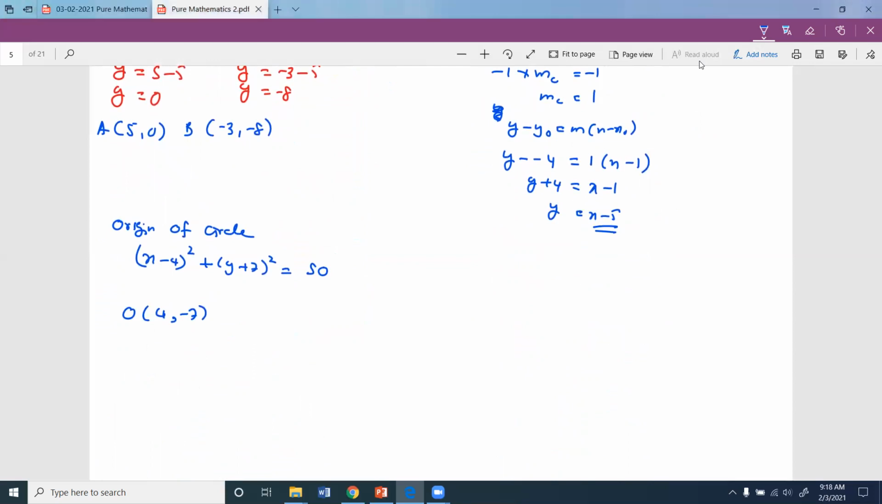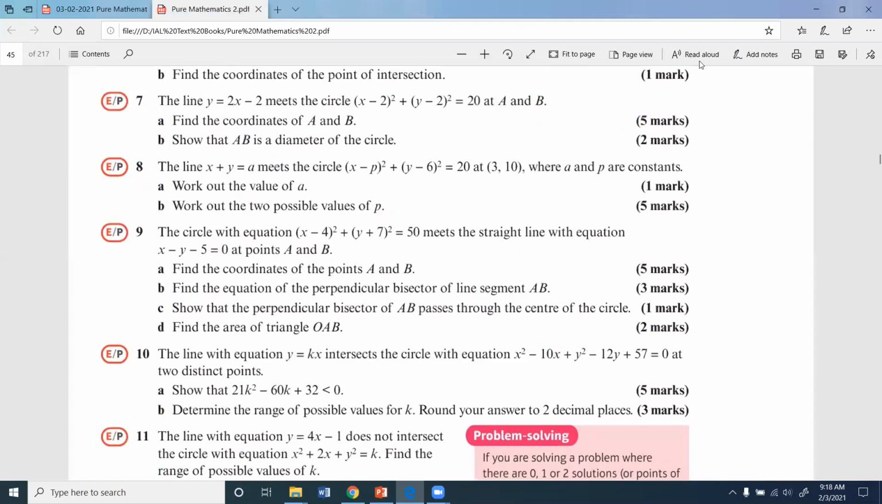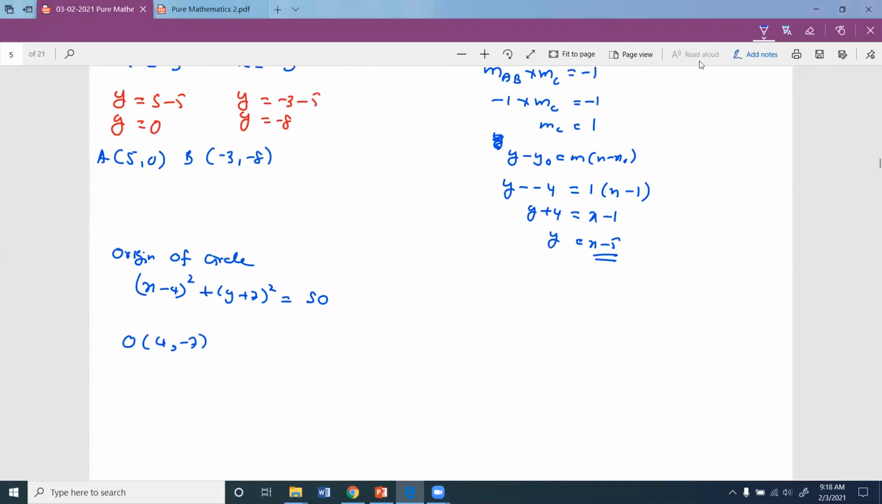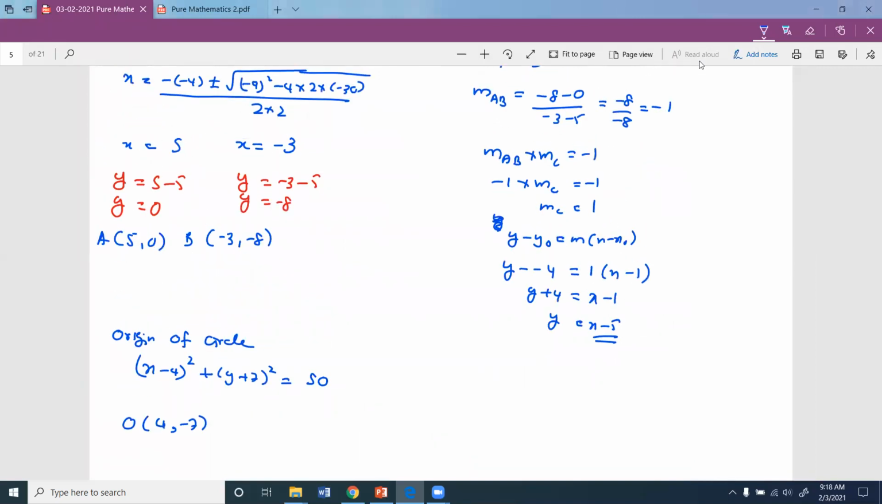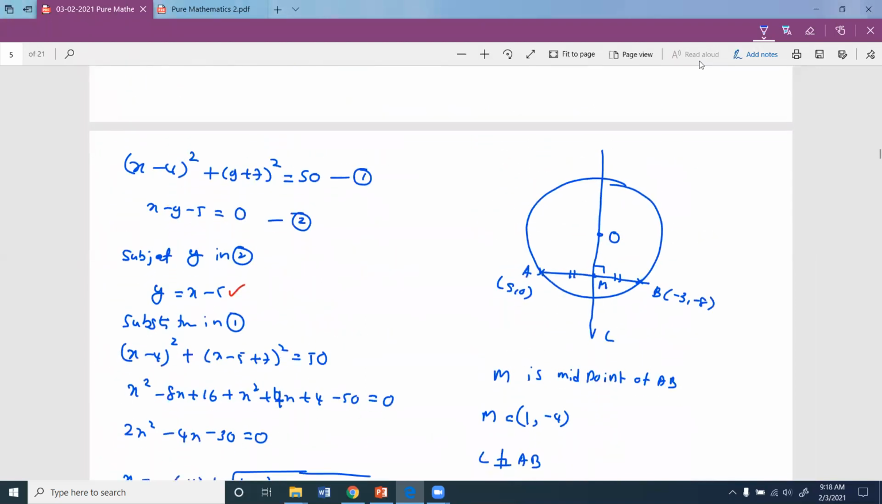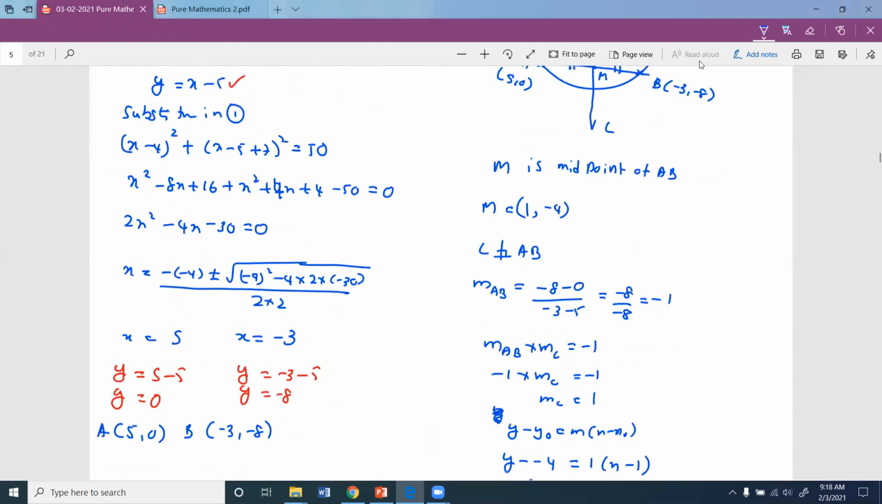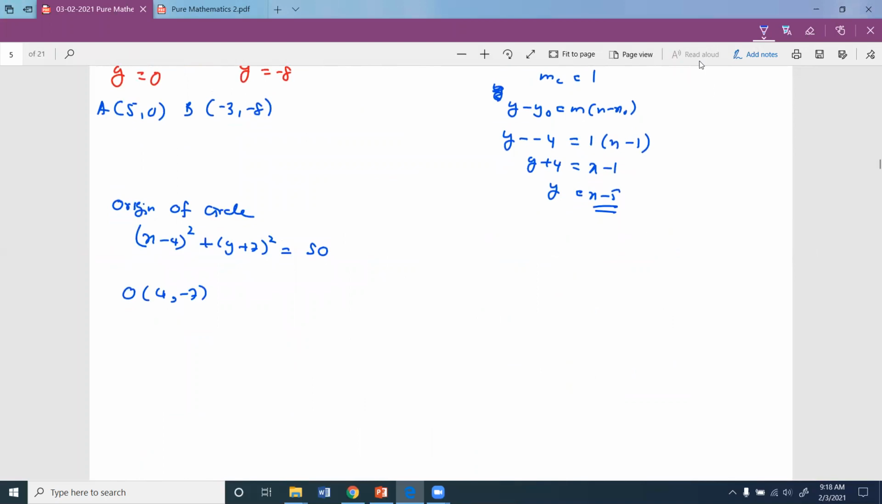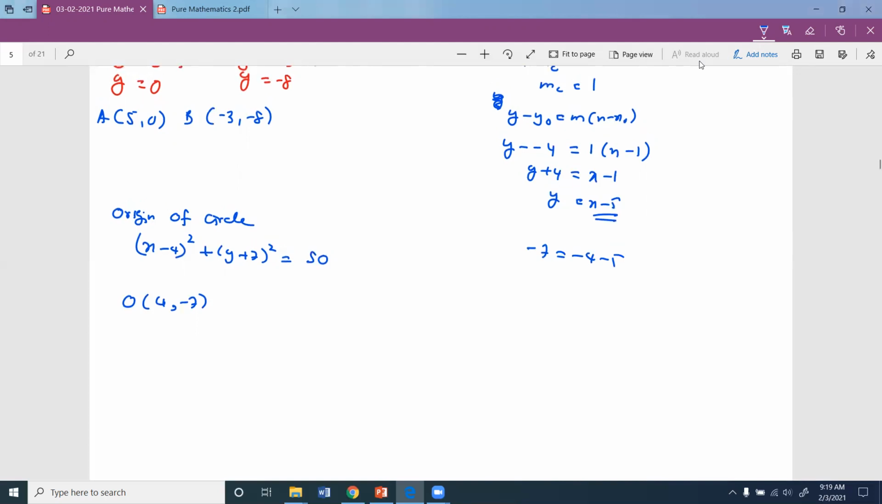What they ask you to show is that the perpendicular bisector passes through the center of the circle. To show it's passing through the center of the circle, it should satisfy this coordinate. The circle is (x minus 4) squared plus (y plus 7) squared equals 50. The center is (4, minus 7), then you can substitute over here. Minus 7 equals minus 4 minus 5, that's minus 9. It's too much. Let me see where we made the mistake.